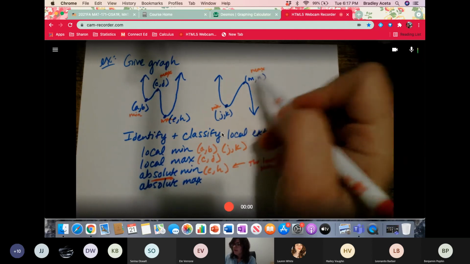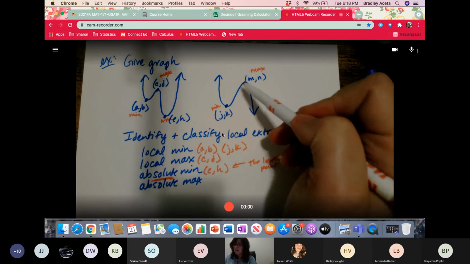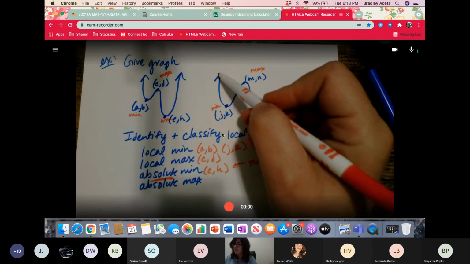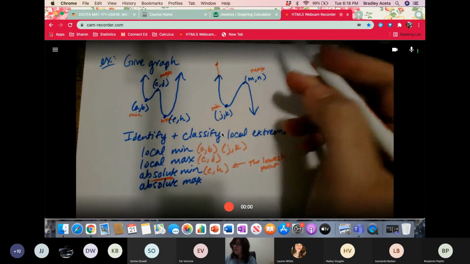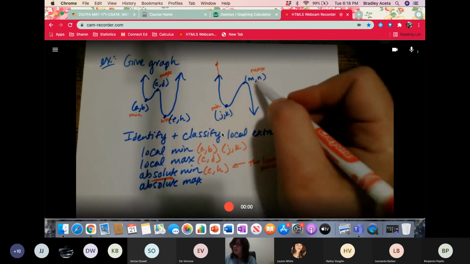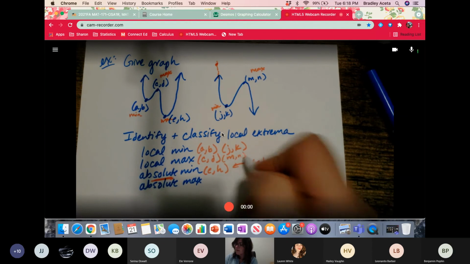And then this guy is definitely a max. He's on top of the mountain, but is he the highest point ever on that graph? No, there's way more points up here as the graph keeps going and going. There's this point right here that would be higher. There's so many points, so we know he's a max, but not the max.